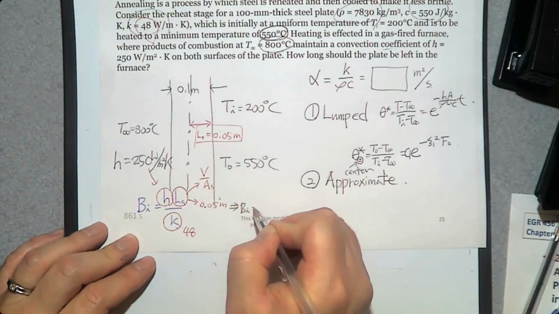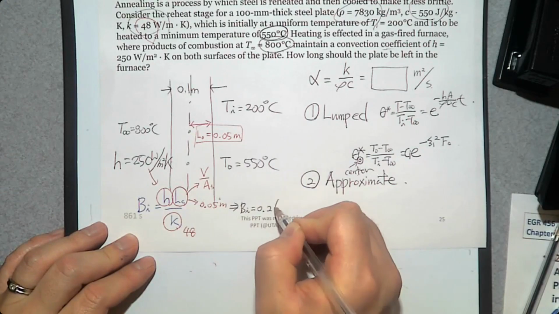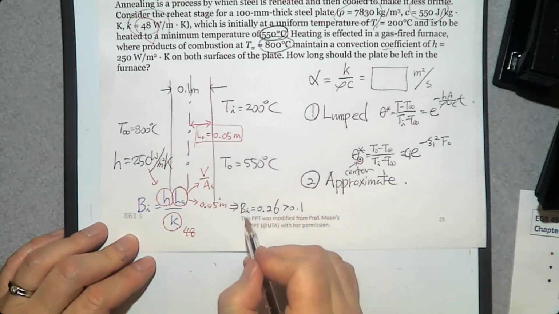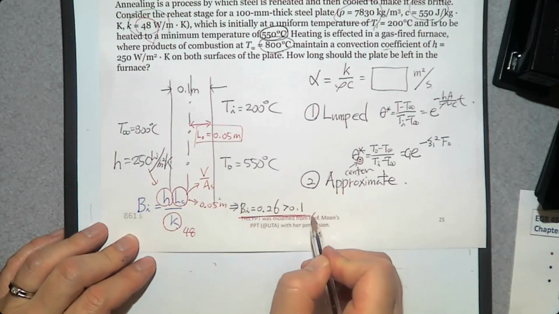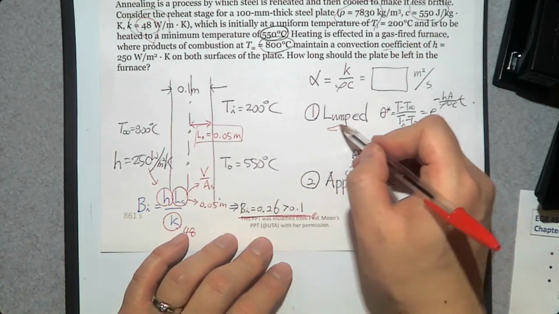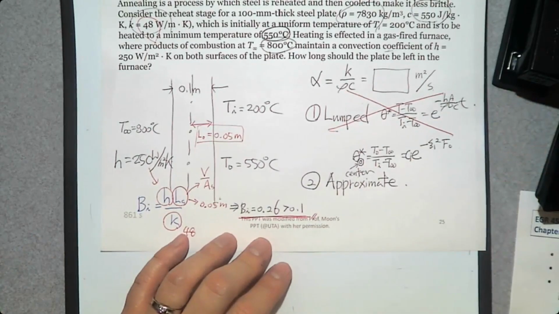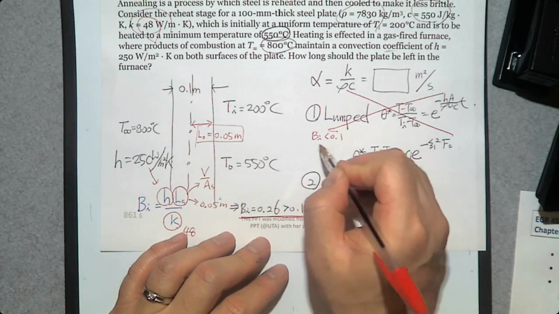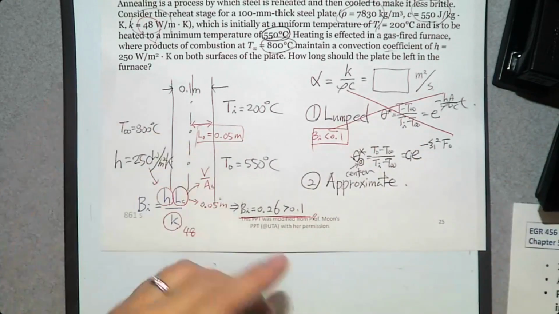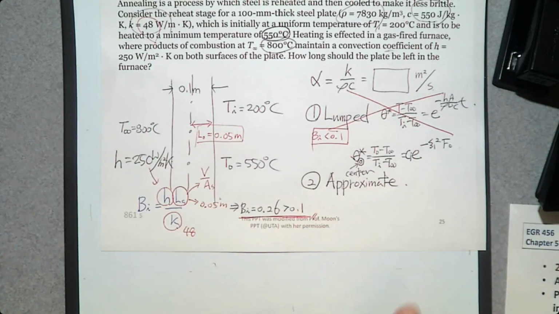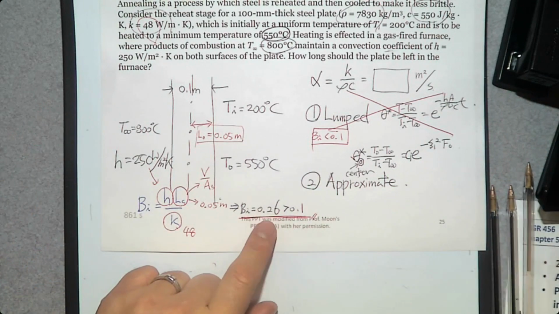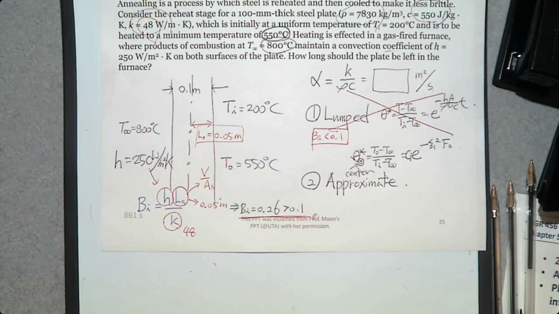So if you do the calculation, you get Biot number 0.26, which is greater than 0.1. When you see this number, you may not be happy because we cannot use lumped system. Because to use the lumped system, Biot number should be less than 0.1, right? So we have to use approximate solution. Biot number is 0.26. Then we go to the table.